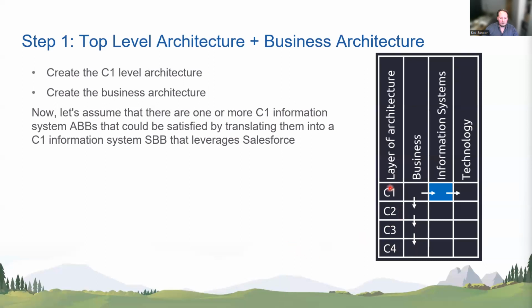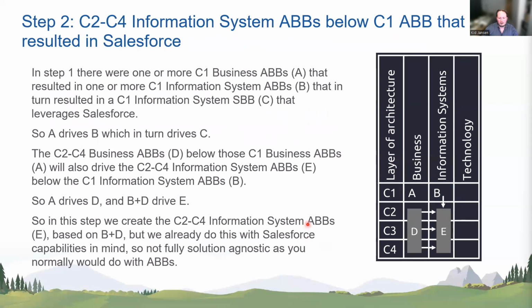Then once you've come up with the high-level end-to-end architecture and the business architecture, the next step is that we assume that there is one requirement for a system. So for the functional side of things, the application side of things, and that requirement, the architecture building block, translates into a solution building block that leverages Salesforce. And at this point, we already know that the business architecture that we defined in the previous step will start driving the functional solution architecture of everything below the building block that converted into Salesforce. And from a solution perspective, Salesforce will automatically also drive a lot of the solution architecture of that solution.